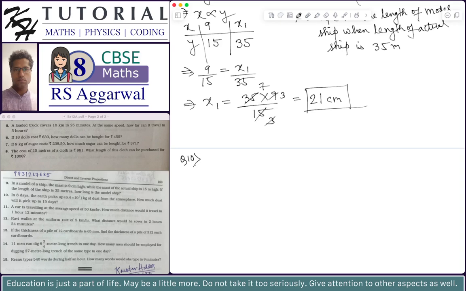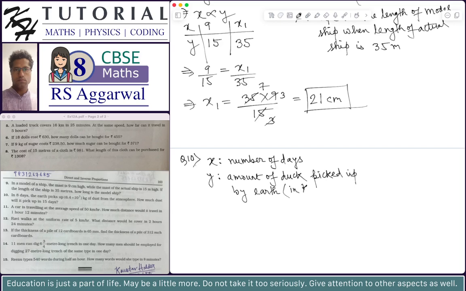Okay, so we can consider the quantity x as, let's say, number of days, and the quantity y to be the amount of dust picked up by earth, and this should be in kg, in kilogram.